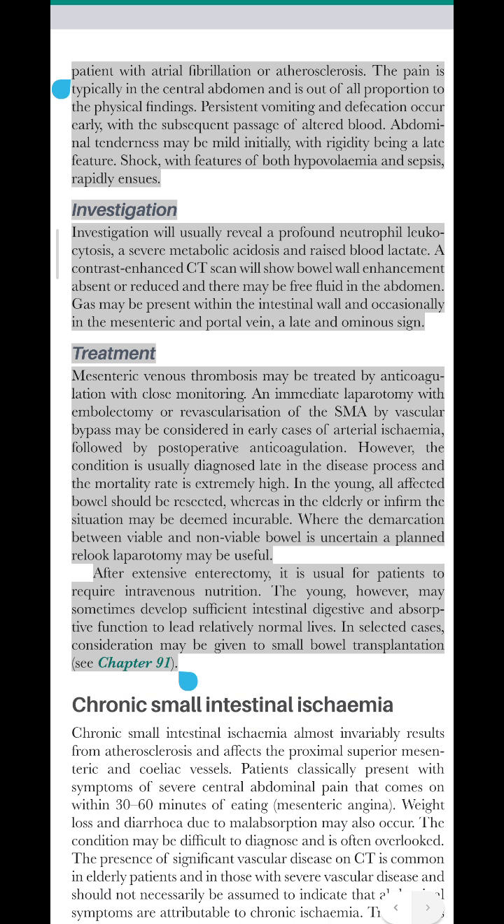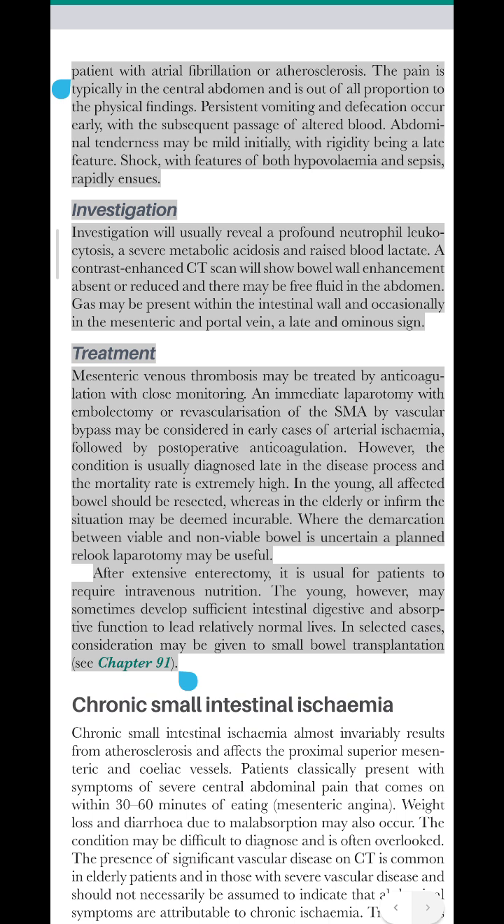An immediate laparotomy with embolectomy or revascularization of the SMA by vascular bypass may be considered in early cases of arterial ischemia, followed by postoperative anticoagulation. However, the condition is usually diagnosed late in the disease process and the mortality rate is extremely high. In the young, all affected bowel should be resected, whereas in the elderly or infirm the situation may be deemed incurable. Where the demarcation between viable and non-viable bowel is uncertain, a planned relook laparotomy may be useful.